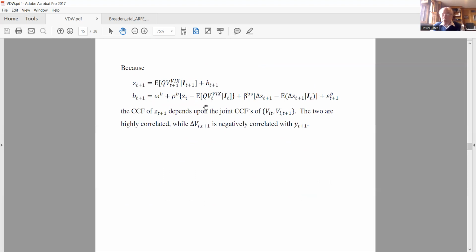Now, I do need the joint density of V yesterday and today. The V's yesterday and today, of course, are highly correlated because tomorrow's V will be today's V plus a shock. So those are going to be correlated. Furthermore, the shock is negatively correlated with stock market returns.